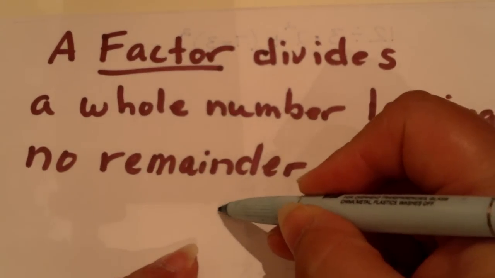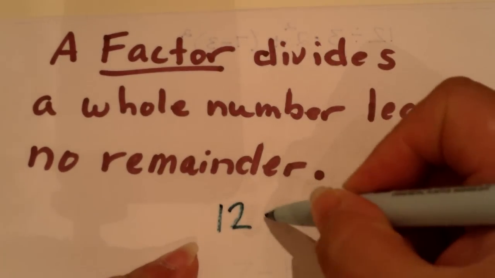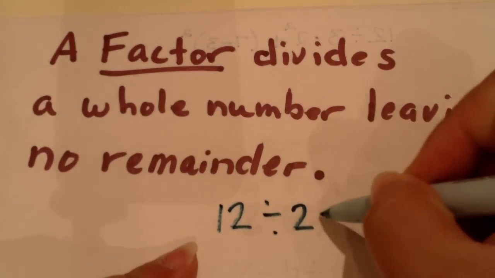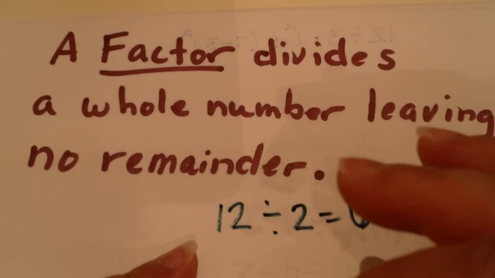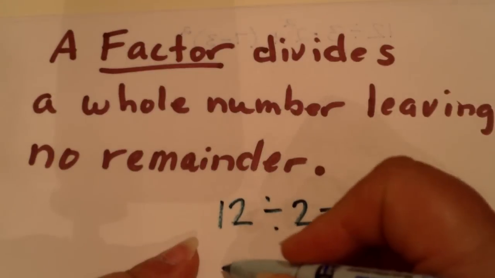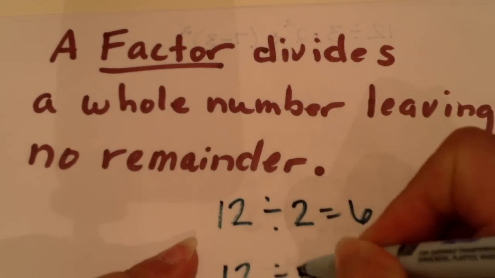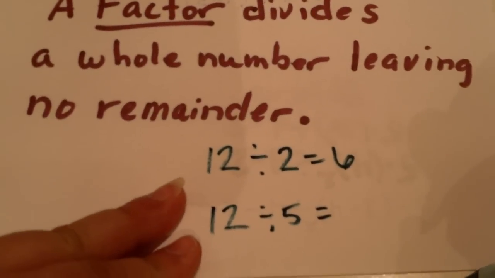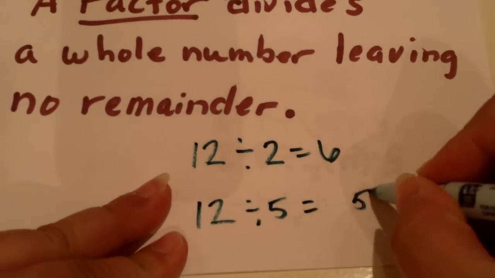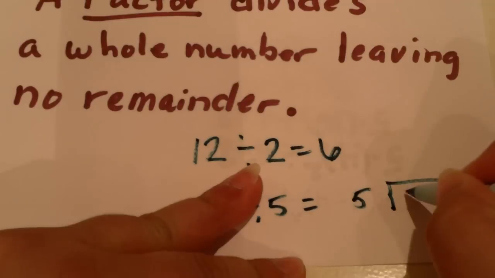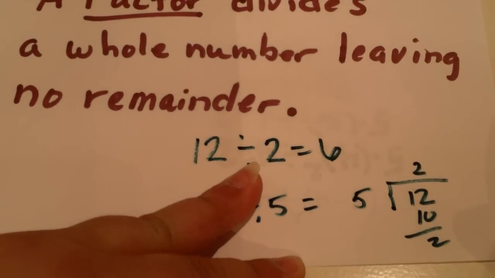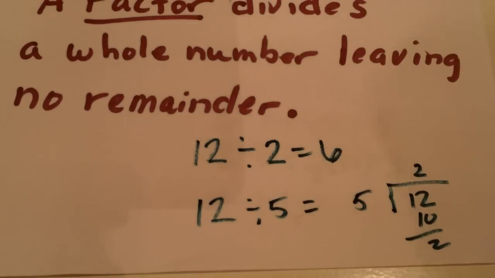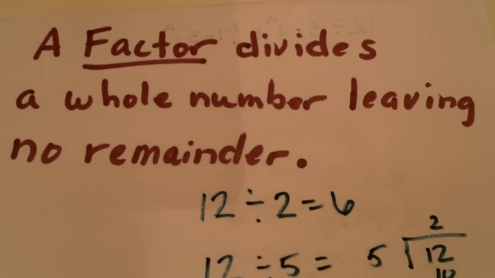So if we have the number 12, we know that 12 has a factor of 2 because 2 will divide into it, giving us no remainder. If we took 12 and divided it by 5, remember the nice old days of doing that division, we get a remainder. It just means that 5 is not a factor of 12.